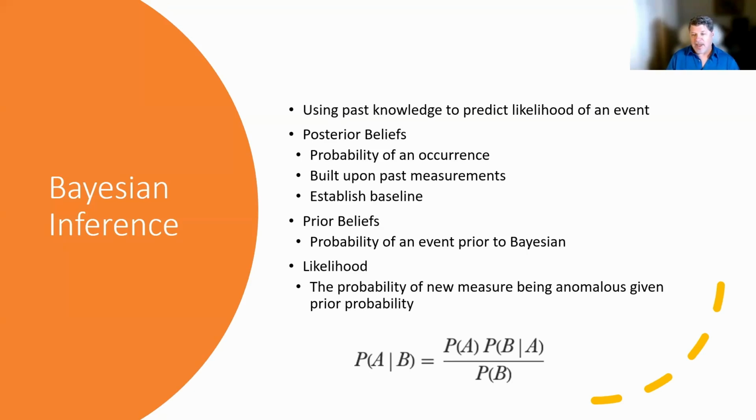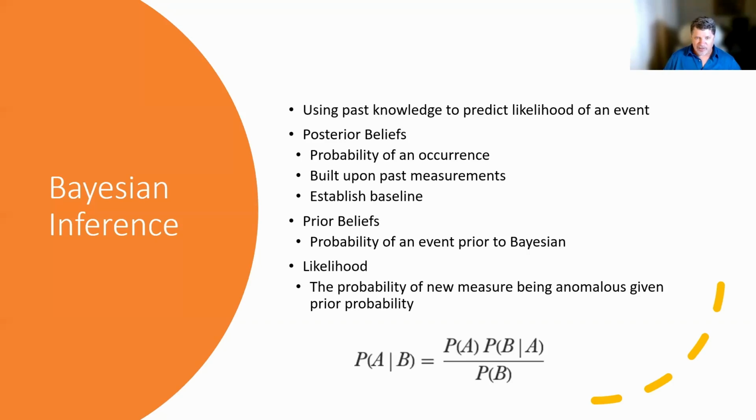Right? And then you can apply that to the data that you've got and what's coming in. The formula at the bottom basically is this. You read that the probability of A given B is equal to the probability of A times the probability of B given A divided by the probability of B.